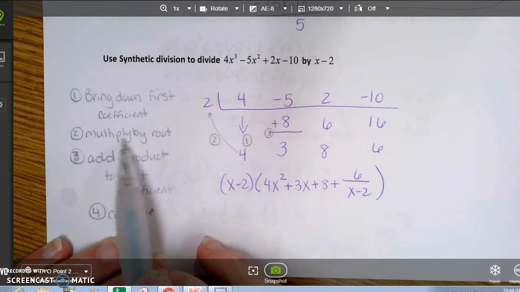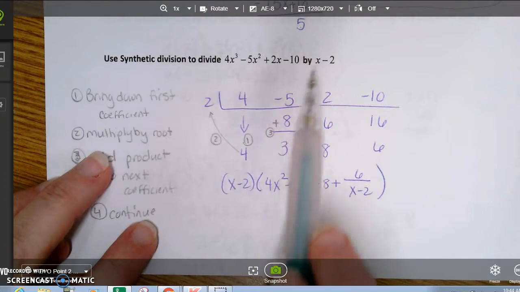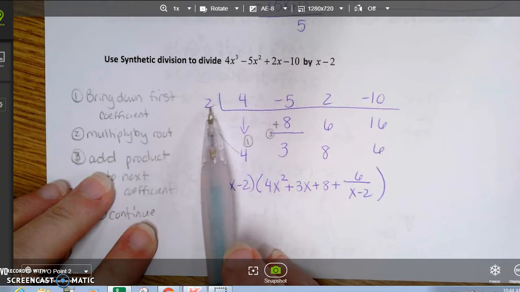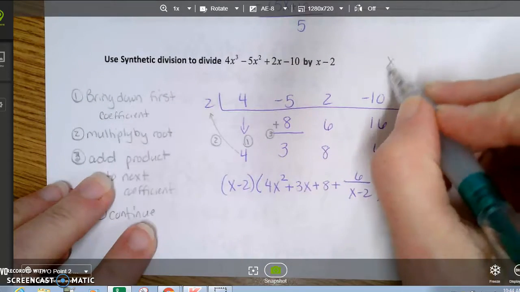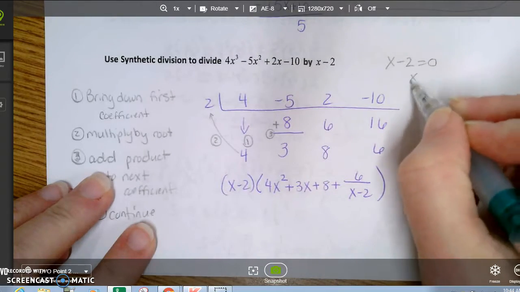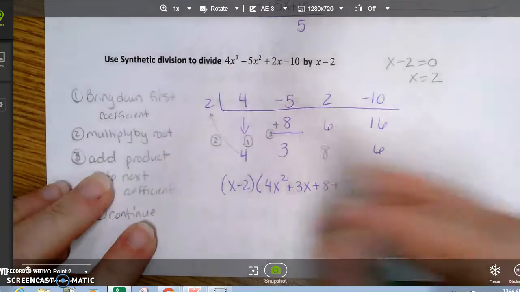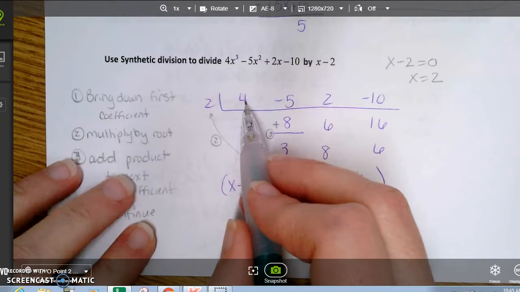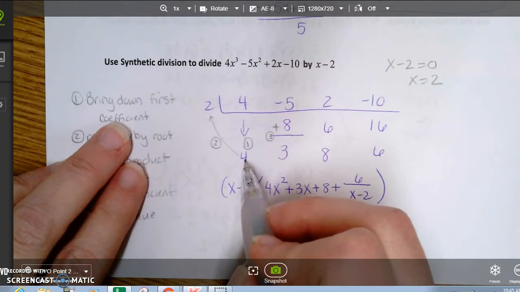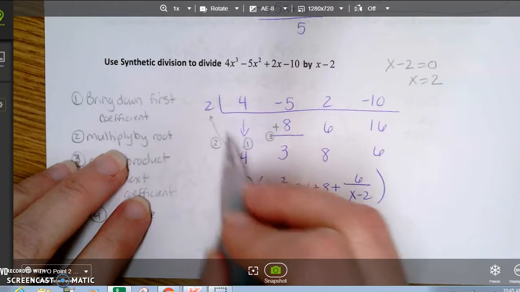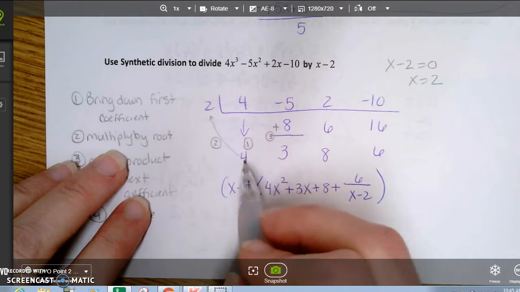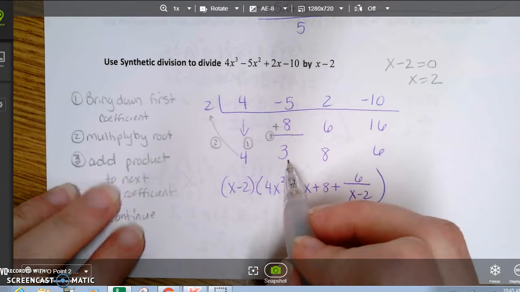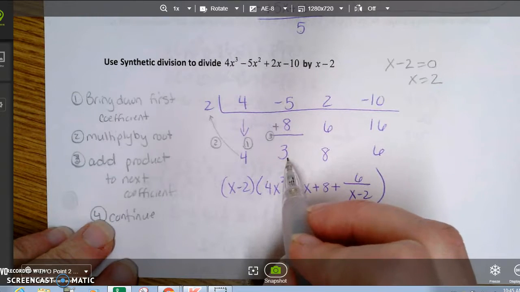And then I'm going to multiply by the root. Okay? So here's the root that we're trying to do, right? So we're going to put a 2 here. So this is the factor. So the root would be 2. So we're going to put the 2 in here. So here's our steps. So we take this 4, we bring it down. Then we multiply by the root. 4 times 2 is 8, and we write that here. And then we add these 2 together. That's 3. And then we continue this process.